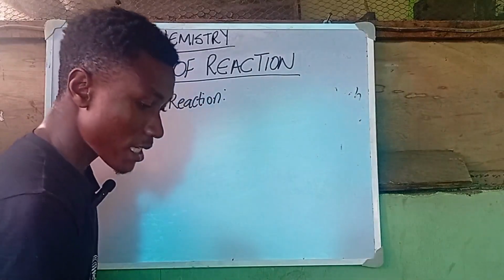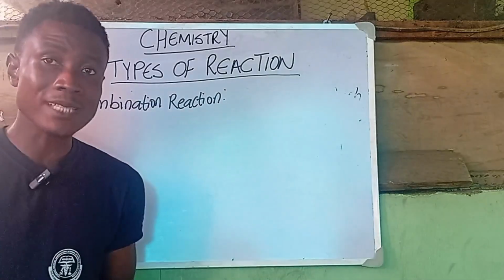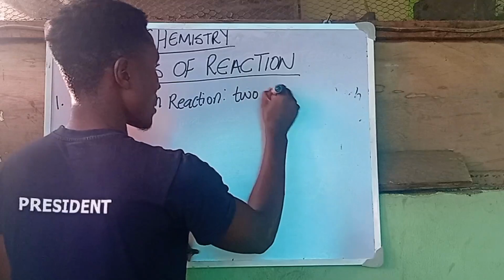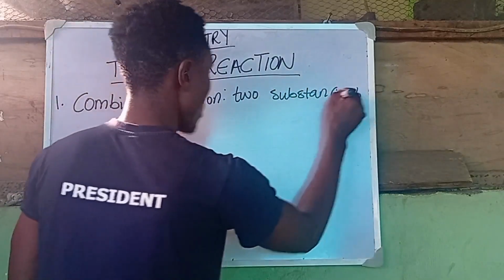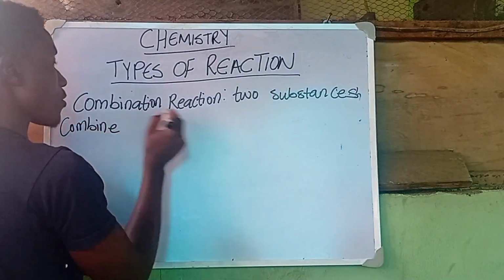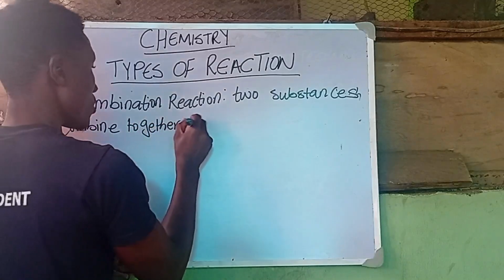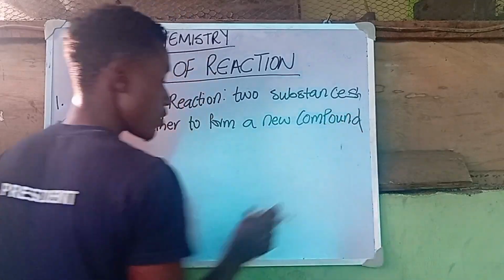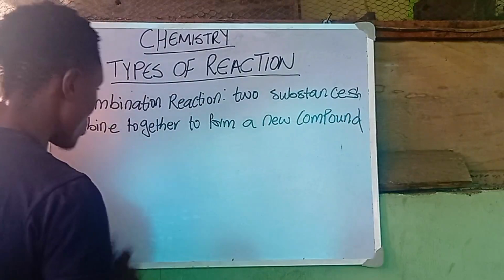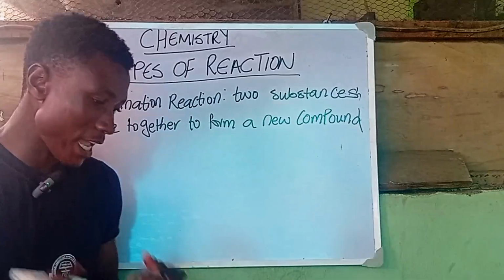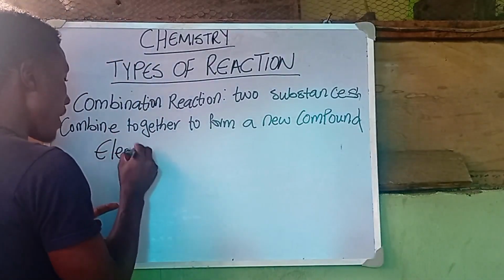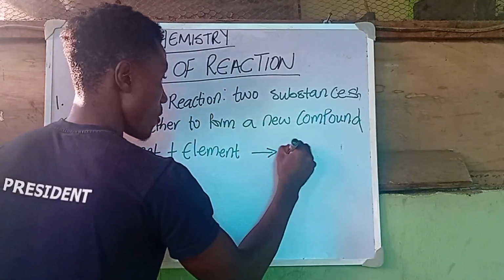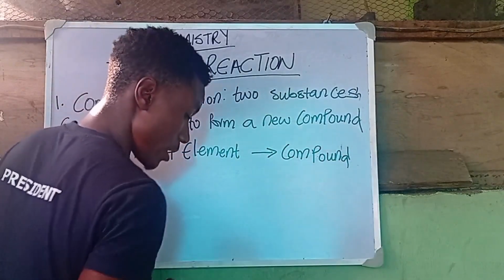So let me give you a concise definition. A combination reaction is when two substances combine together to form a single new compound. Right? So that is what a combination reaction is. This is simply saying an element plus an element giving us a compound. That is what is known as a combination reaction.